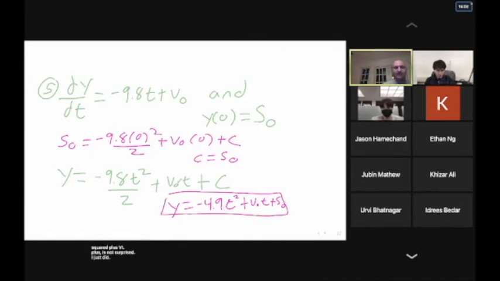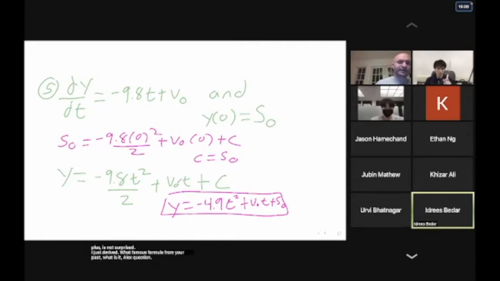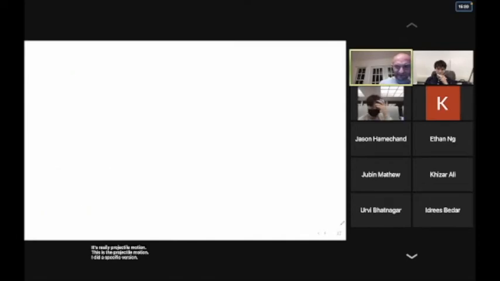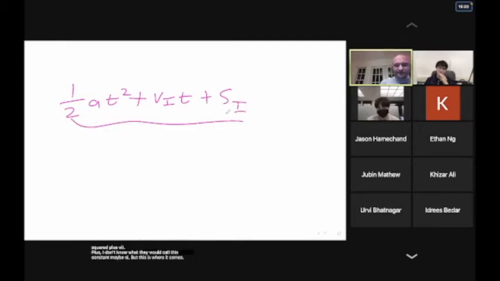I just derived what famous formula from your past? What is it? Kinematics equation, physics. Yeah, absolutely. It's really projectile motion. This is the projectile motion. I did a specific version, if you care, of 1/2 at squared plus v_i t plus, I don't know what they would call this constant, maybe s_i. But this is where it comes from.